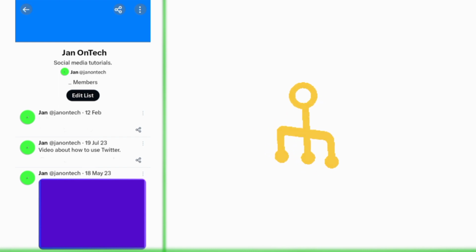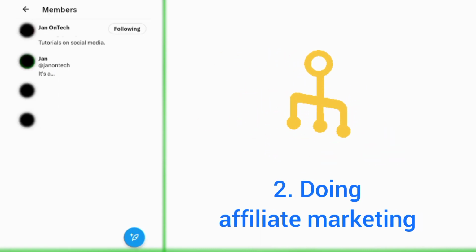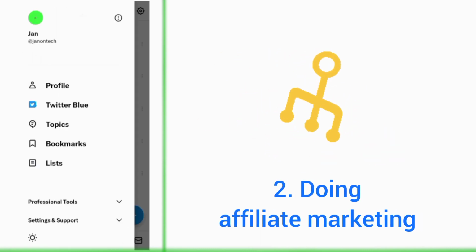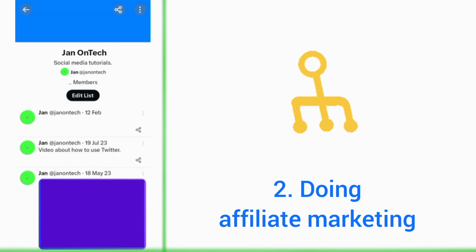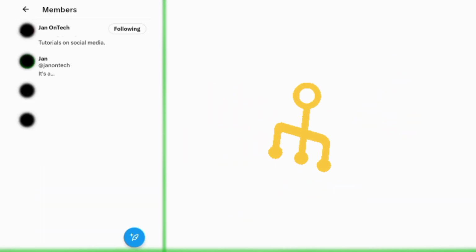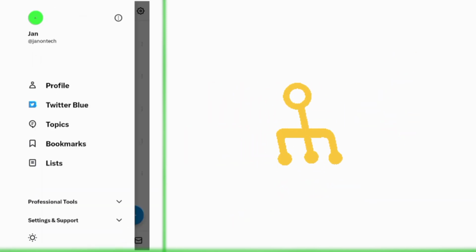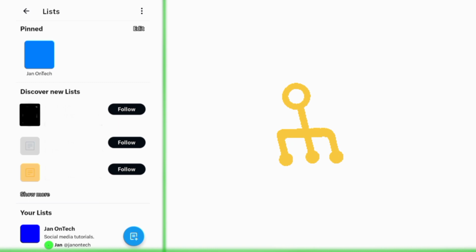And you can also become an affiliate marketer and sell other people's products or services on your list and earn a commission. And you just need to find businesses with affiliate programs, then sign up with them and start selling their products or services on your list.